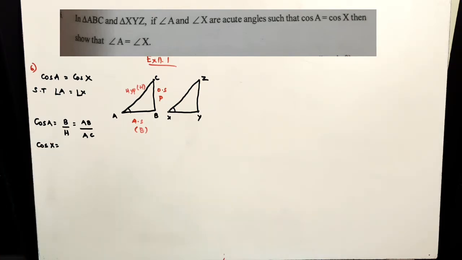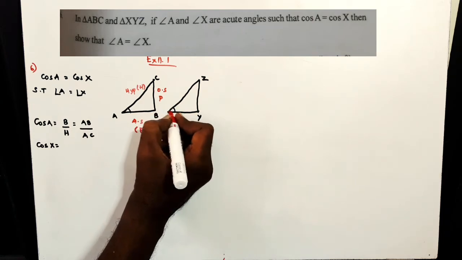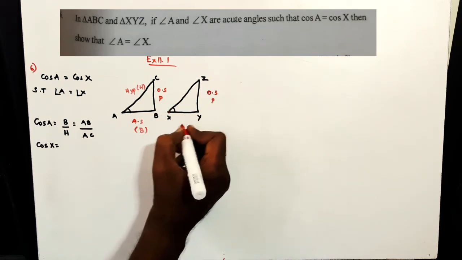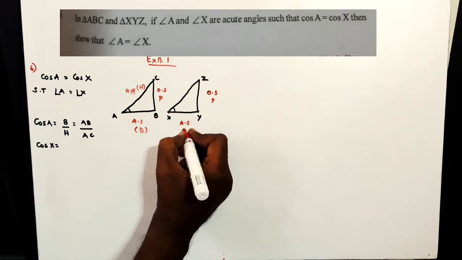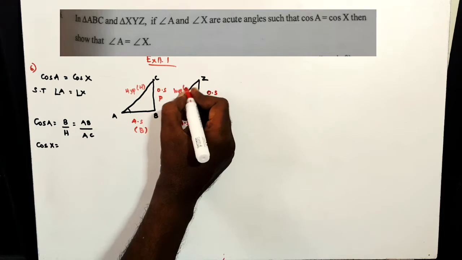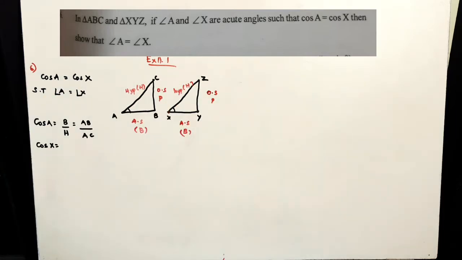So regarding X we have to consider: opposite, this one is going to become the opposite side, meaning perpendicular. This is the adjacent side, meaning base, and the hypotenuse will be similarly H.